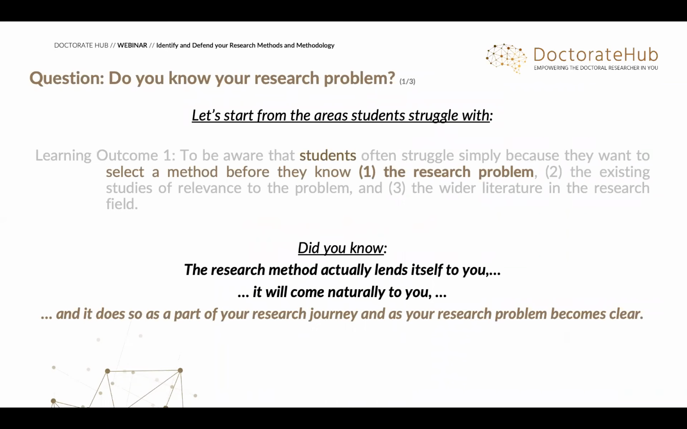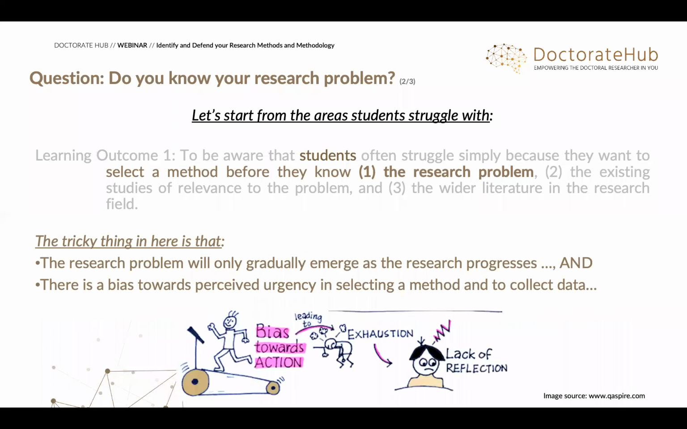Now, the first point, students often struggle because they want to select the method before they know what's the research problem. Now, did you actually know that the research method will lend itself to you? It will come naturally as part of the research. So it's nothing that you actually would need to hunt for. It does come as your research problem becomes clear, and we will see why, because at that point in time, you will understand more what is the research about, and gradually things will become clear.